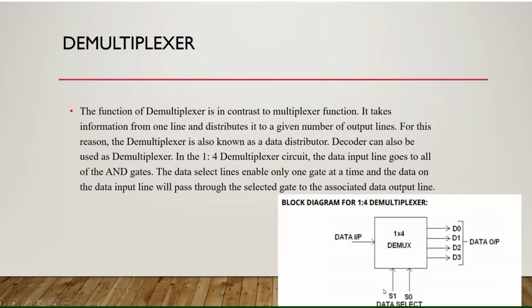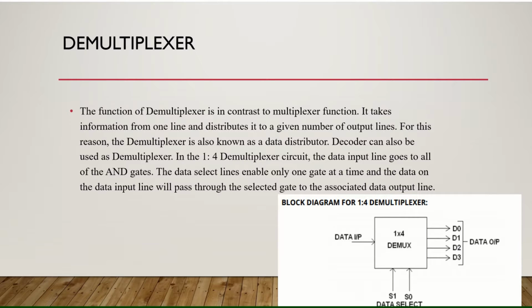Next, we'll see demultiplexer. The function of a demultiplexer is in contrast to the multiplexer function. It takes information from one line and distributes it to a given number of output lines. For this reason, the demultiplexer is also known as data distributor. Decoder can also be used as demultiplexer.